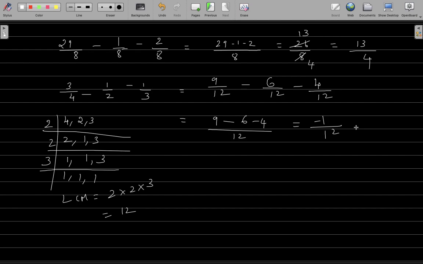Right? So whenever you are subtracting fractions, the only point you have to check is whether they are like fractions or they are unlike fractions. If they are like fractions, directly subtract the numerators. If they are unlike fractions, take the LCM, convert them into their equivalent fractions, and then subtract the numerators and find the answer.